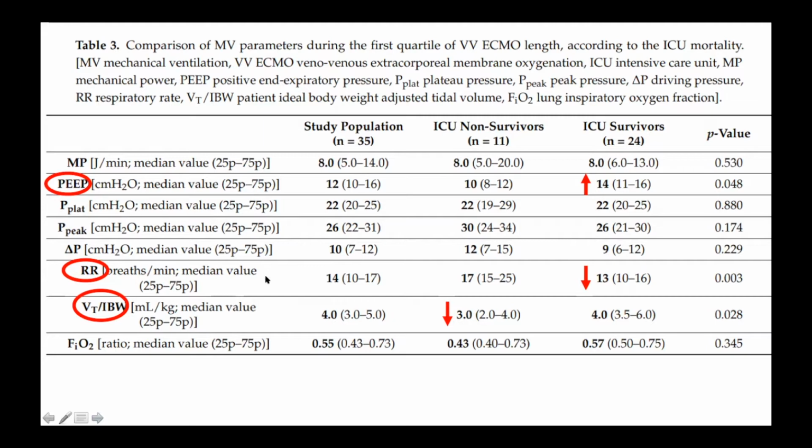And if we look at the comparison of these mechanical ventilator parameters in the first quartile of the veno-venous ECMO, and separate them into the survivors and non-survivors, we could see that the survivors, we were able to achieve a higher level of PEEP and a lower respiratory rate, as well as that there was a difference in the ideal tidal volume, suggesting that we are able to achieve a certain amount without damaging the lungs when using this technique.